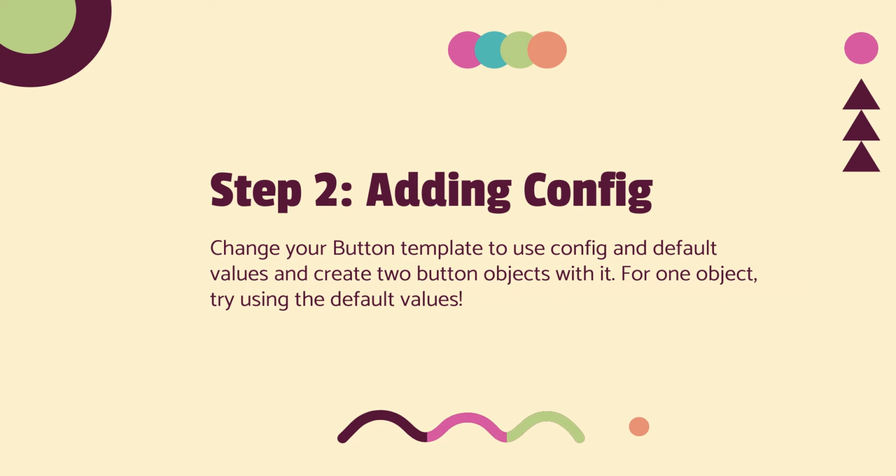Step 2, adding config. The keyword is change. Change your button template to use config and default values and create 2 button objects with it. For one object, try using the default values. So pause the video, work on this step 2, and then we'll go over the answer to step 2 once you come back.